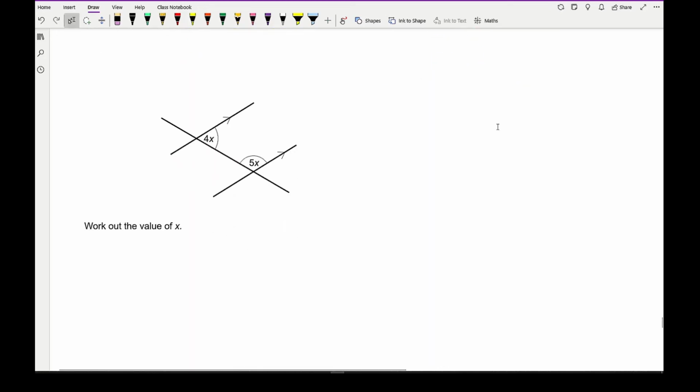So moving on to our next example with the value of x. One thing I noticed is that just because we don't have numbers doesn't mean we can't work it out. So here are my parallel lines, and I can see that it forms a C. Those two angles that I've marked form a C. Now what do I know about C angles? Well, they're more properly known as co-interior angles, and those two angles added together must add up to 180 degrees. So if I add 4x plus 5x, that should give me 180 degrees.